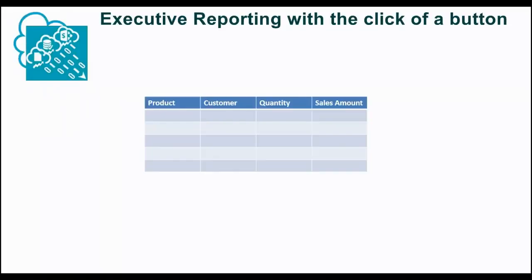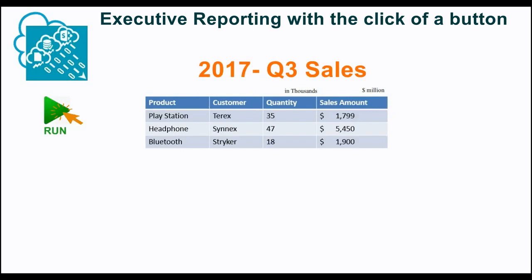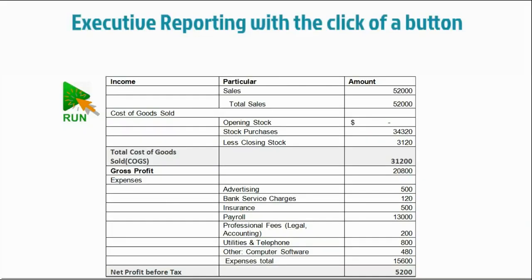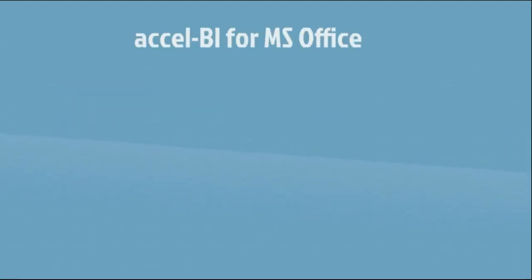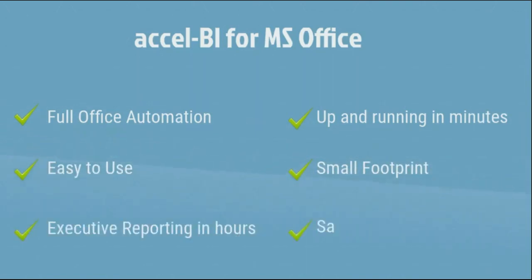Use cases include quarterly sales reports, P&L, balance sheets, invoices, letters. Excel BI for MS Office: full office automation. Up and running in minutes. Easy to use. Small footprint. Executive reporting in hours. SaaS model or on-premises.